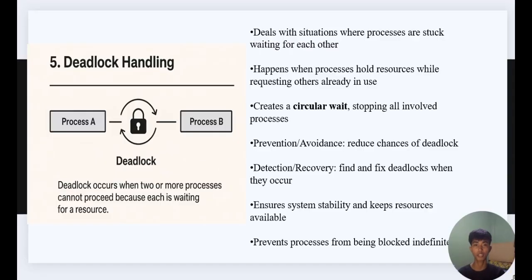Deadlock handling deals with situations where processes are stuck, waiting for each other. It happens when processes hold resources while requesting others already in use. It creates a circular wait, stalling all involved processes. Prevention or avoidance reduces chances of deadlock. Detection and recovery find and fix deadlocks when they occur. It ensures system stability and keeps resources available. It prevents processes from being blocked indefinitely.